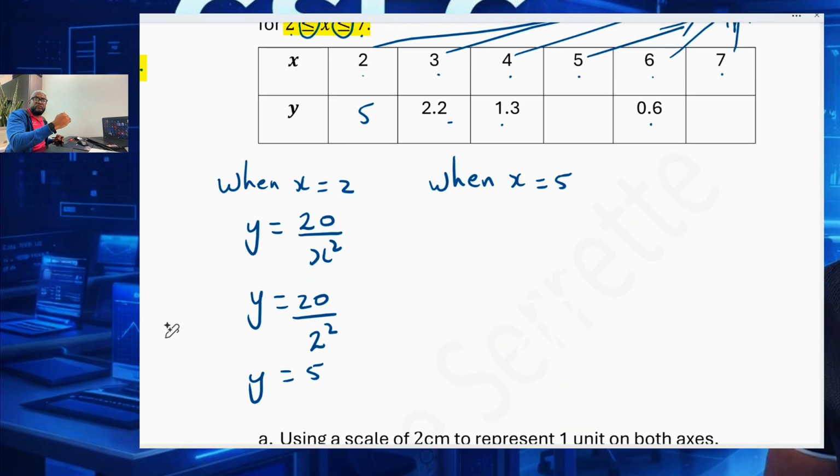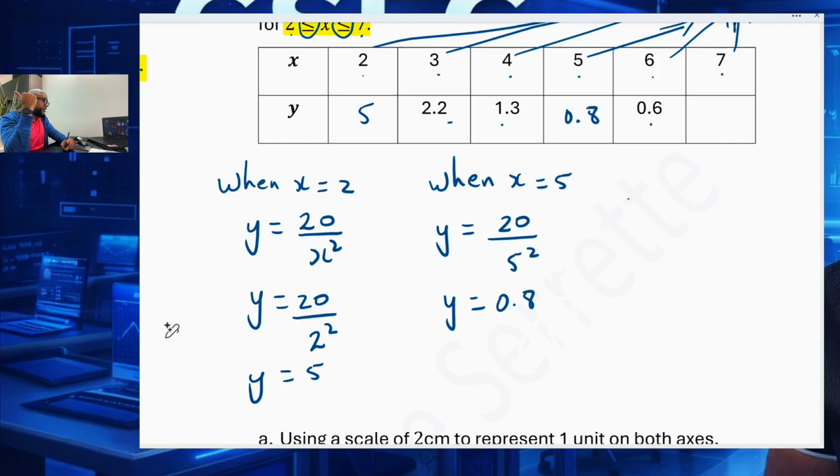The other value that has a missing y value would be when x is 5, right? You are using the same function. Y is equal to 20 over 5 squared, all right? So y will be equal to 20 divided by 25, which will be 0.8. Put in 0.8 here.